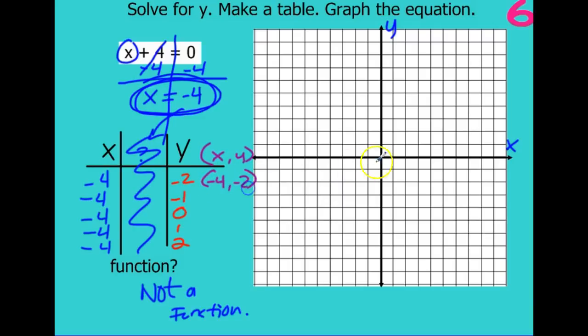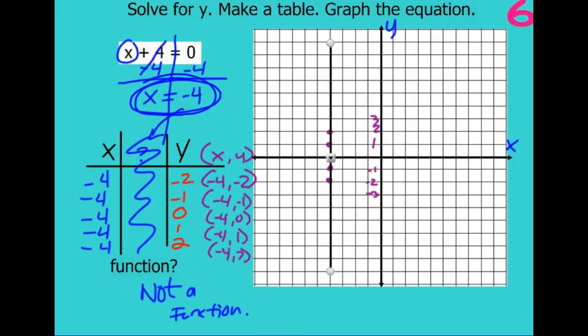-4, -2 first. So x is -4, and then -2. Then -4, -1. So -4 to the left. -1 is down 1. And then -4, 0. So -4, we didn't go up or down. And then we have -4, 1. -4 up 1. And then -4 up 2. So this one should form a vertical line.